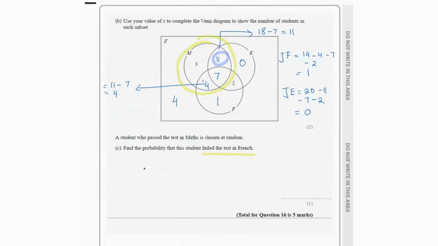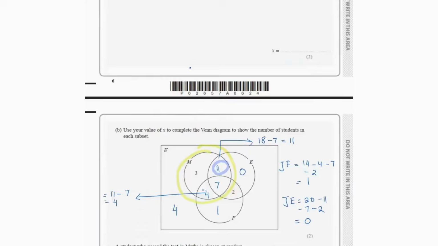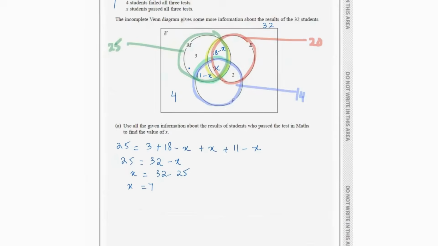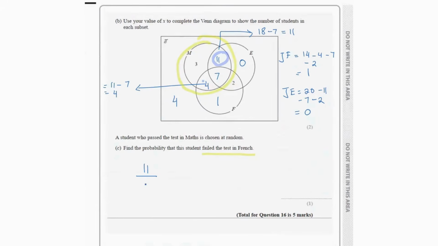So the probability would be 11 out of, I think maths people were 25, if I'm not wrong. Yep. So 11 out of 25, that's your probability. These people passed maths and French, so we can't choose these people. But this person over here passed maths and English, which means he failed French. So 11 out of 25 is the probability of a student who passed maths but failed French.